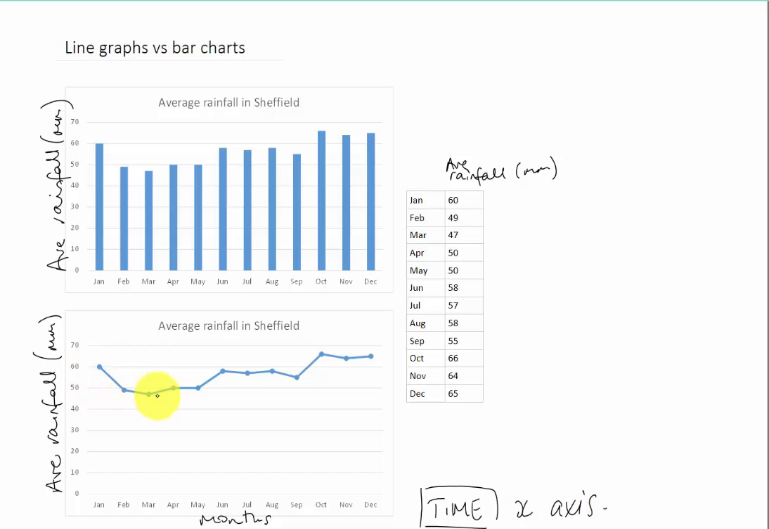And in both cases, I think they're quite useful to see the local differences between the different months. So see this reduction. September is a bit drier than August, and then October gets more rain again. So there's a specific example where bar charts and line graphs can both be used.